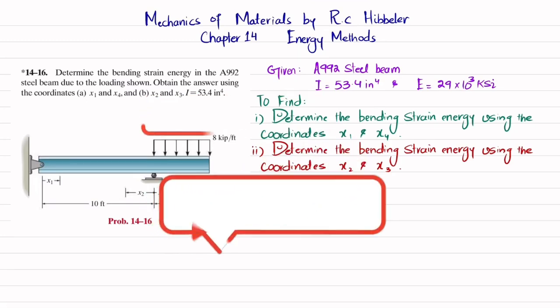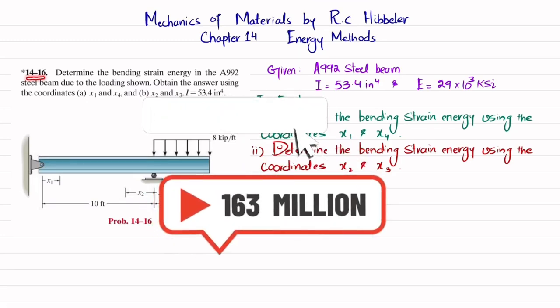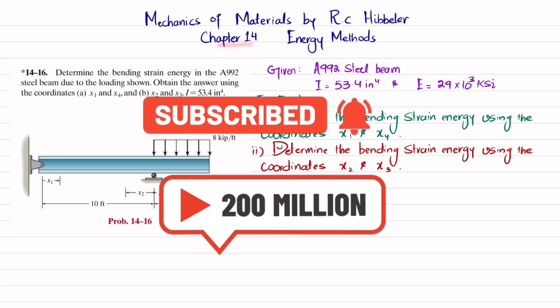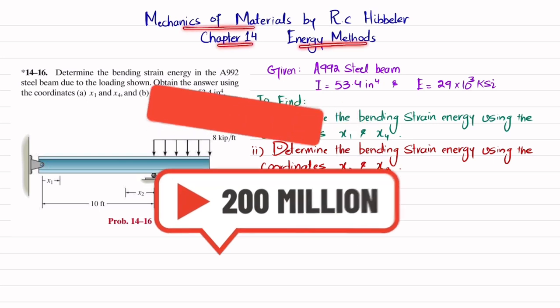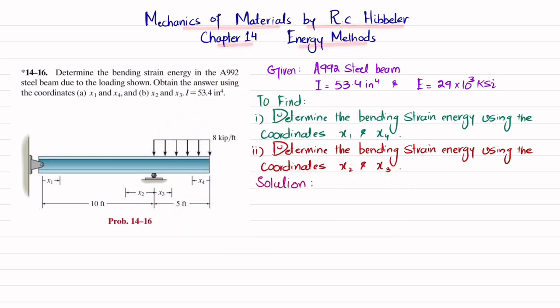Welcome back. In this video, we are going to solve problem 14-16 that is taken from chapter number 14, Energy Methods, and the book name is Mechanics of Materials by R.C. Hibbeler. So the statement is: determine the bending strain energy in the A992 steel beam due to the loading shown.